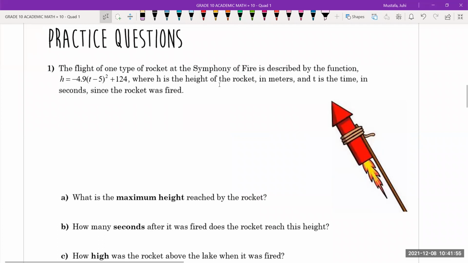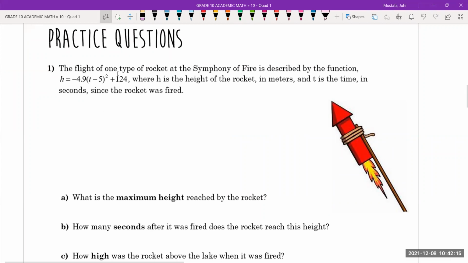says, the flight of one type of rocket at the Symphony of Fire is described by the function h is equal to -9 t minus 5 squared plus 124. Now, I want to tell you one thing. In the textbook, they do use decimals. So when you're doing your textbook questions, if you wanted to use a calculator, you could.